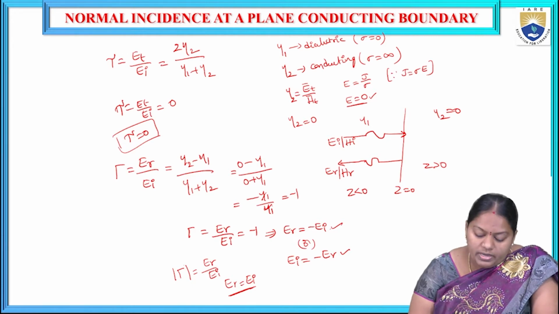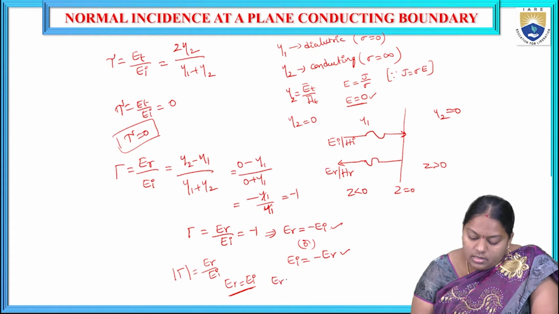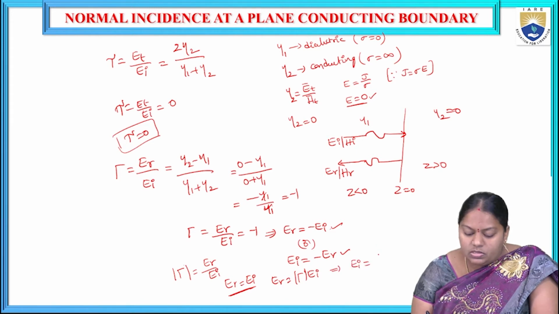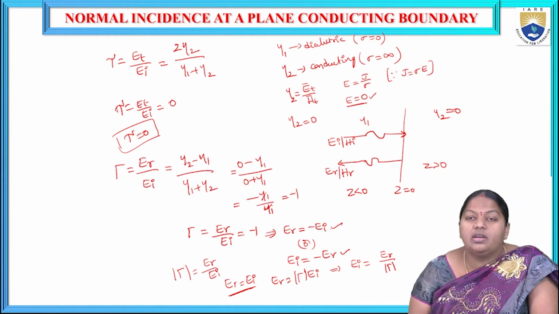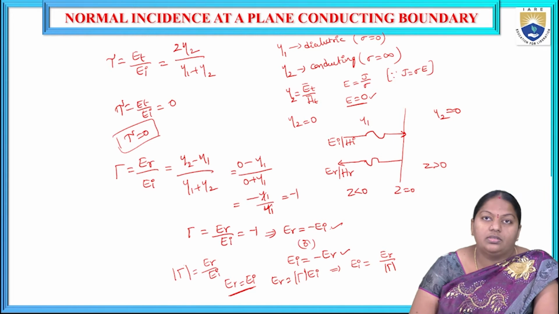Okay, so keep in mind that sometimes we write ER is equal to modulus of gamma into EI, or if you write the equation for EI, then it becomes ER by modulus of gamma. If you don't consider the magnitude of this reflection coefficient, then EI and ER are opposite to each other. Right?